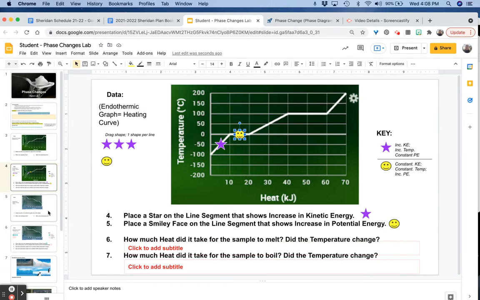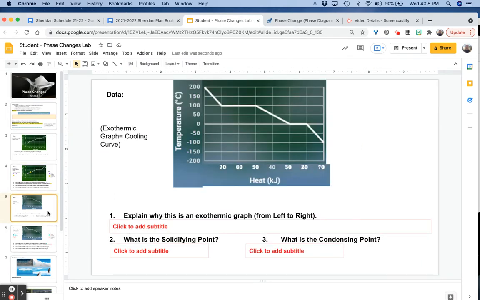Okay, so the next couple slides are an exothermic graph, or a cooling graph. That's when the substance is starting in the gas phase, and then we are taking thermal energy away. So you can see that we started with H2O at 200 degrees Celsius, and we're ending in a solid. So this is a cooling curve. By the end of this cooling curve, H2O will go from a gas to a liquid and then end in the solid state. So it's just the opposite of the heating curve.